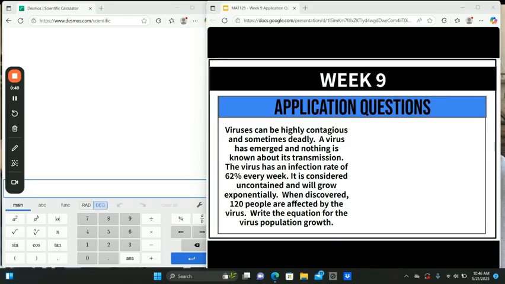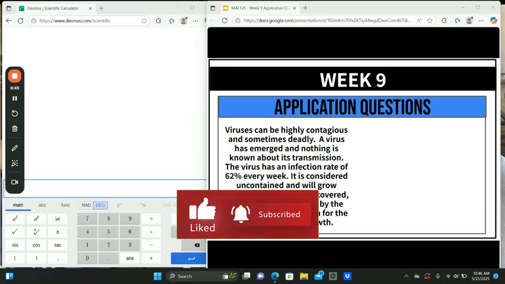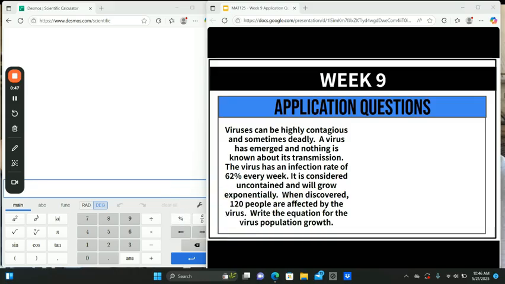So for this question, we're going to need the exponential growth formula, which I'm going to write for you guys here on the screen. And it is a great idea to go ahead and add this to your notes because you will need this formula. It's quite common when it comes to exponential growth.